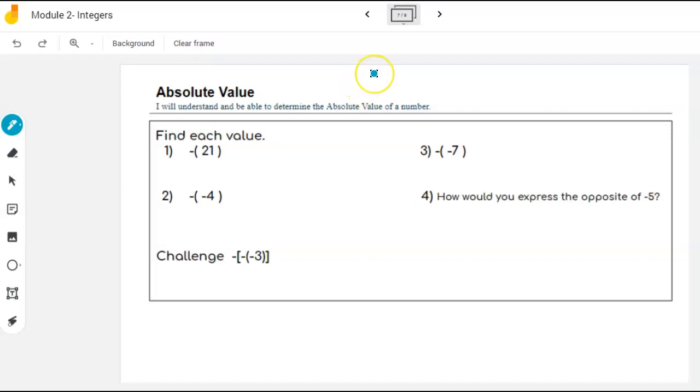Hello class, we're ready to start our third lesson in Module 2, and it's going to be about absolute value. We will be able to understand and determine the absolute value of a number. But first I have to make sure we're really clear on opposites.